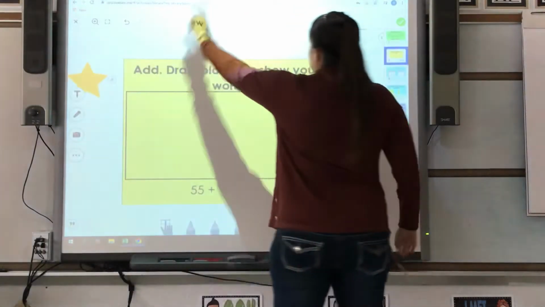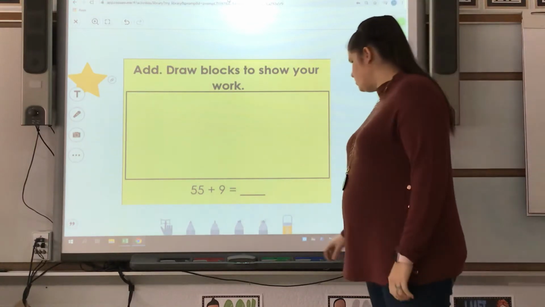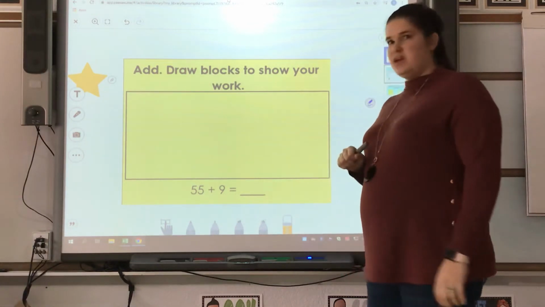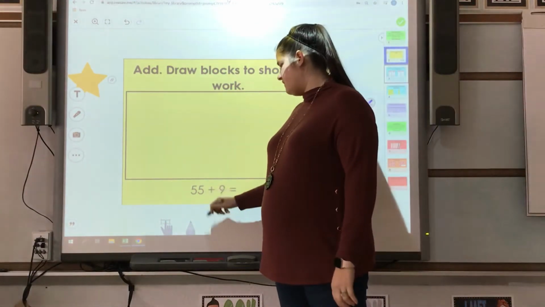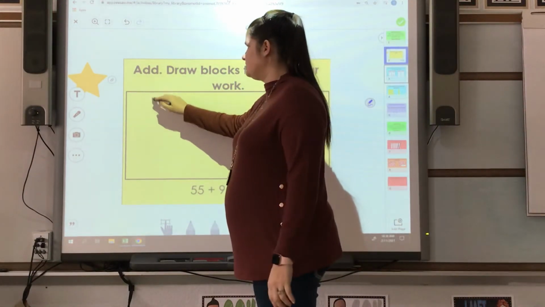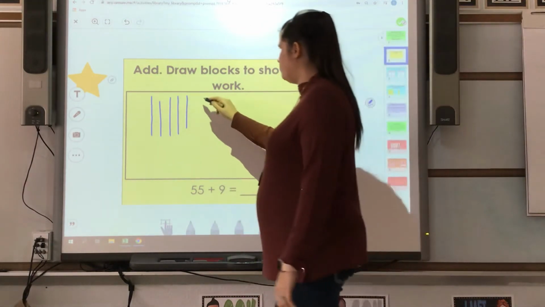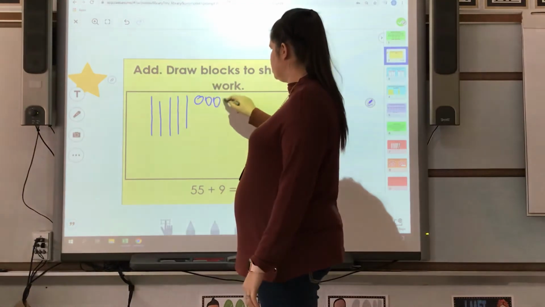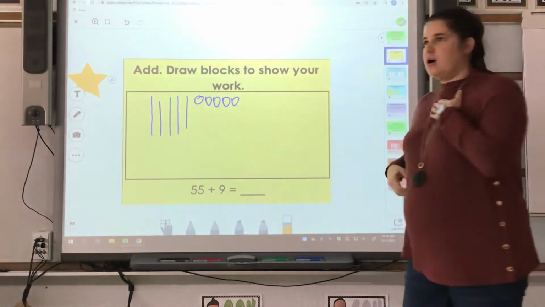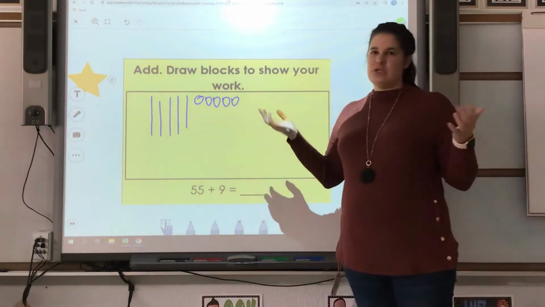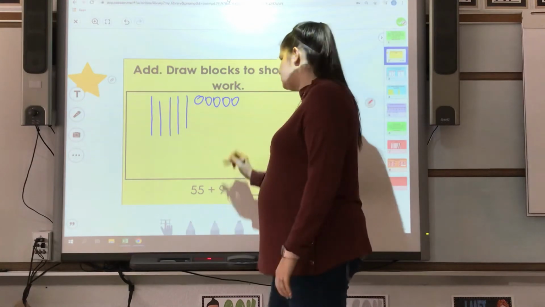Okay, so let's begin our review. It says add, draw blocks to show your work. 55 plus 9. So I know that 55 is 5 tens and 5 ones, so I'm going to draw 5 tens. And then I'm going to draw 5 ones. And sometimes it helps me to draw my second number. Sometimes you don't have to. In a different color. So 9, I have 9 ones.